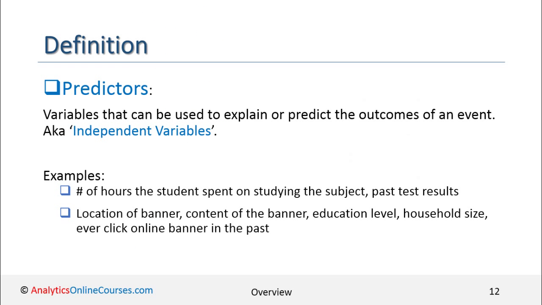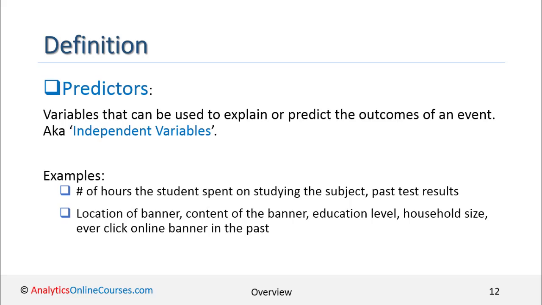Predictors. Predictors are variables that can be used to explain or predict the outcomes of an event, also known as independent variables. Here are two examples of predictors that we could use for the above two examples of binary outcomes. For the student to pass or fail a particular test, we can use the following predictors: for example, number of hours the student spent studying the subject, and the student's past test results.